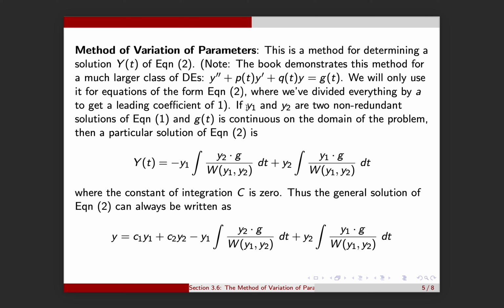Okay, anyway, if y1 and y2 are like last time, those non-redundant solutions of the homogeneous equation, so y1 and y2 are, e to the t cos 2t, e to the t sin 2t, whatever. And once again, we do need g of t to be continuous.